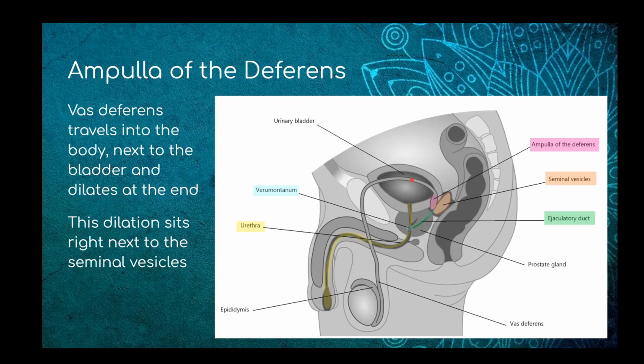The vas deferens comes down and around, and it has this widening right at the end of it, and that's called the ampulla of the deferens. The ampulla of the deferens is right before the vas deferens joins with the seminal vesicle.